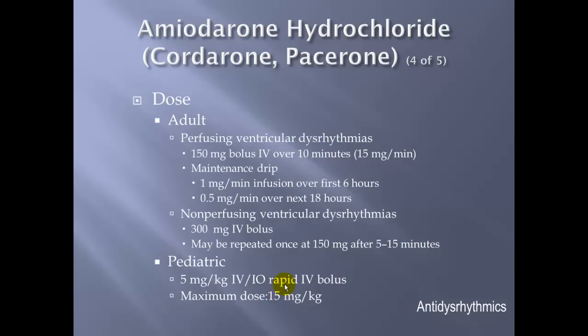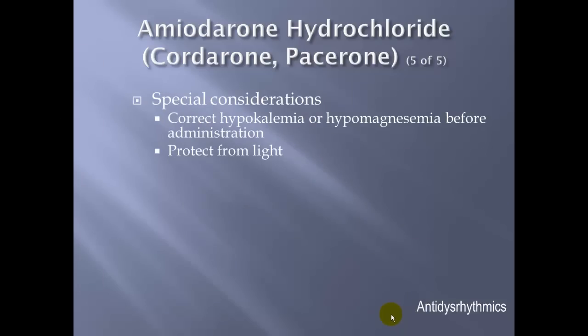Non-perfusing ventricular dysrhythmias: 300 milligram IV bolus, and you may repeat this once at 150 milligrams in about 5 to 15 minutes, depending on the amplitude of your ventricular ectopy. Pediatrics: 5 milligrams per kilogram IV, IO, or rapid IV bolus. Maximum dose of 15 milligrams per kilogram can be given in the kiddo. Special considerations: correct any form of hypokalemia or hypomagnesemia before administration, and please protect it from light.